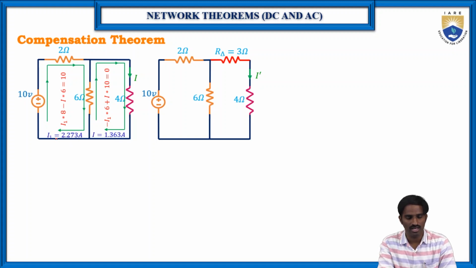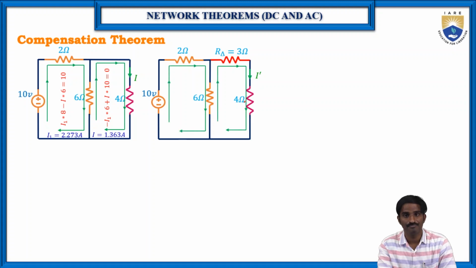Here I1, which is the current flowing through the first loop, is 2.273 amperes, and here I is equal to 1.36, which is the current flowing through the 4 ohms. Then similarly, find the current I dash flowing through these 4 ohms in the second circuit. Here also, let us apply the mesh analysis. Write the mesh equations, and by solving these two mesh equations, we can get the I2 value and the I dash value. Of course, the I and I dash values are both different.